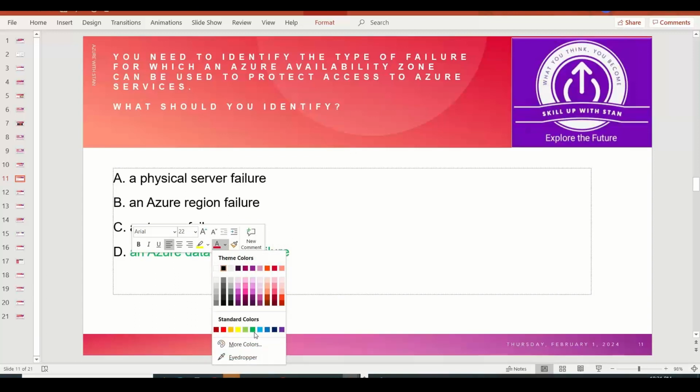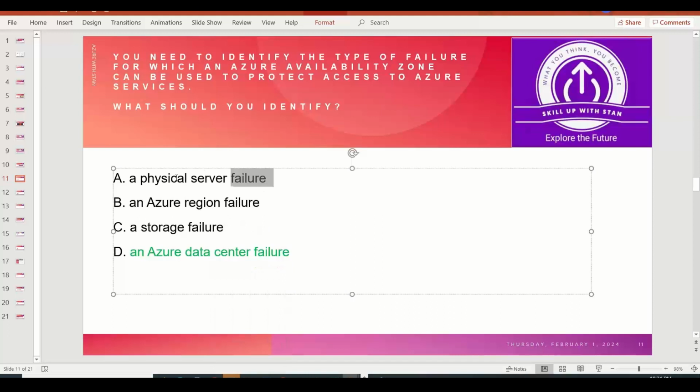But if you look at the other options, physical server level failure can be tolerated in an availability set itself, and Azure regional failure cannot be tolerated using an availability zone. It needs a paired region for regional failure toleration. Storage level failure can also be mitigated with the availability set concept, where you can have two different storages in two different physical racks. But data center level failure is what the availability zone is known for.